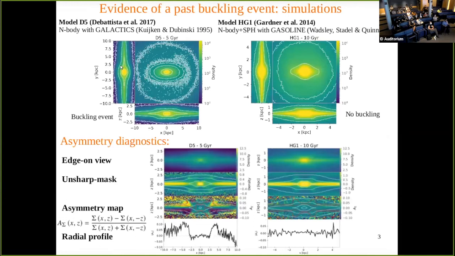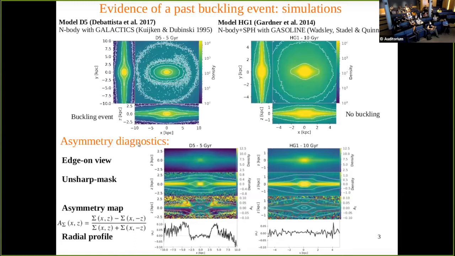To do that, we adopt two different models. Here you can see the three projections, face-on, edge-on, and side-on, of the models. We have model D5, which is a pure N-body simulation where the bar suffers a buckling event and develops a BP bulge, which already looks a little bit asymmetric with respect to the midplane when we observe the side-on, edge-on view. And we have an SPH model, AG1, in which the bar appears and a BP bulge also develops, but with no buckling event.